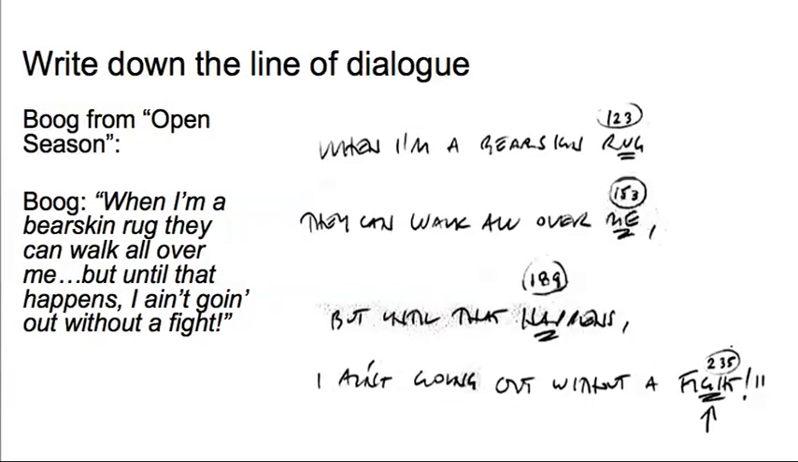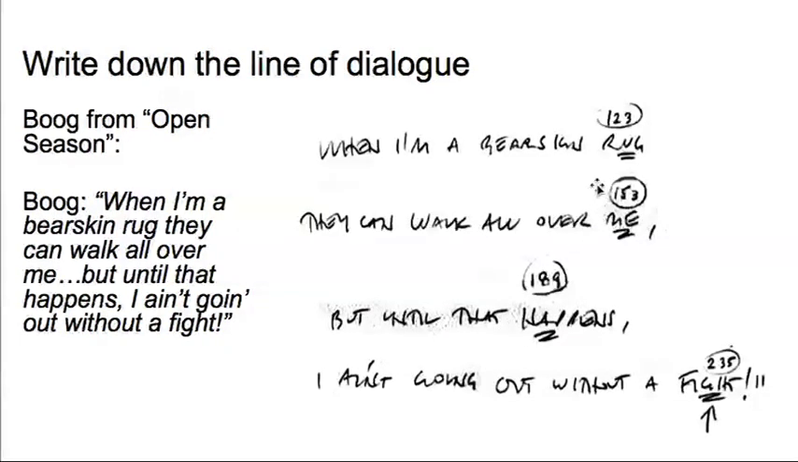The first thing I did was to write down the line of dialogue, and when you're approaching a line of dialogue, that's the first thing you want to do. You want to write it down on a piece of paper, so that you can look at it and break it down into phrases. And here the phrases were: when I'm a bearskin rug, phrase number 1; they can walk all over me; but until that happens, I ain't going out without a fight.